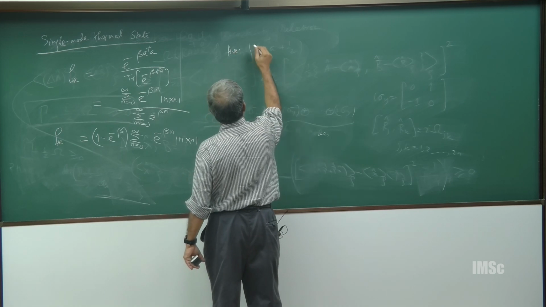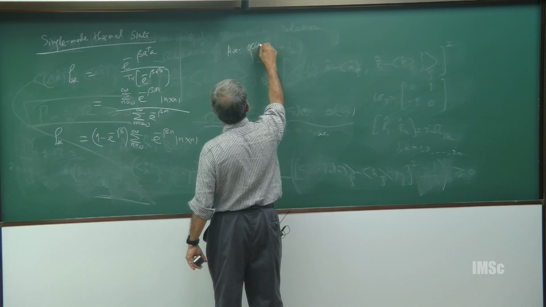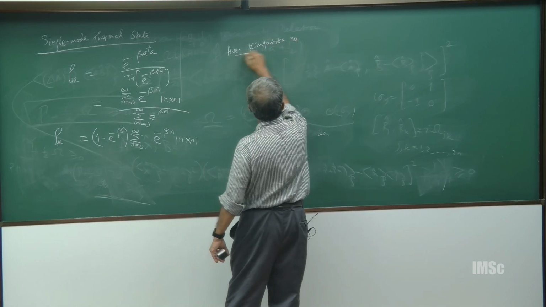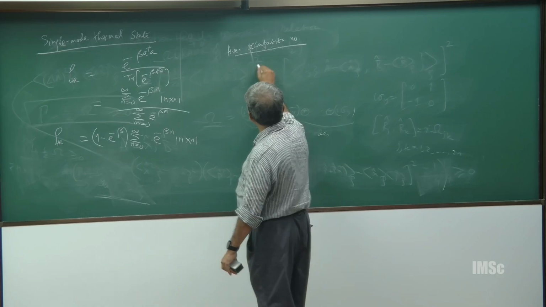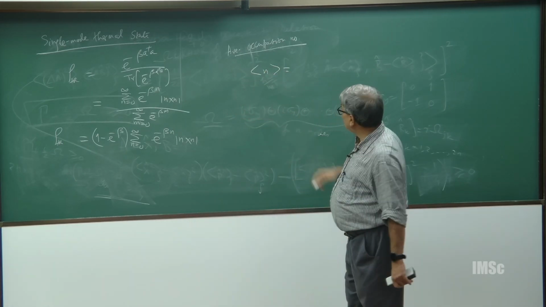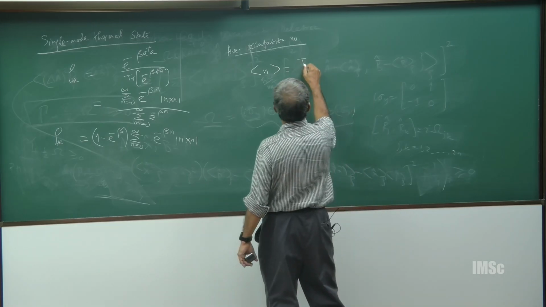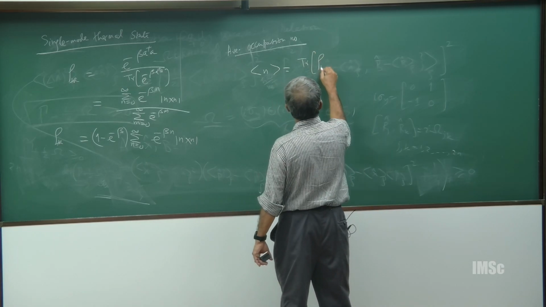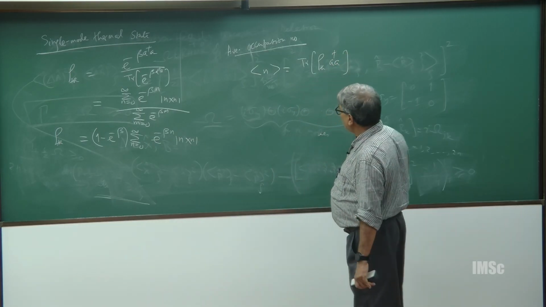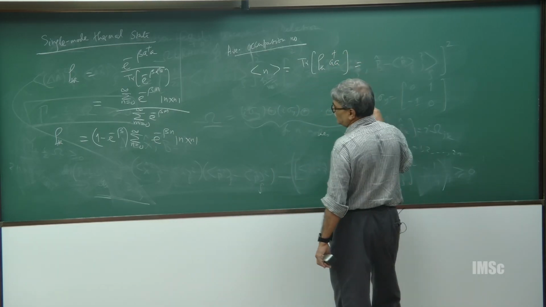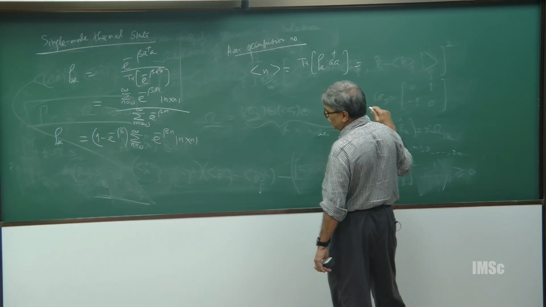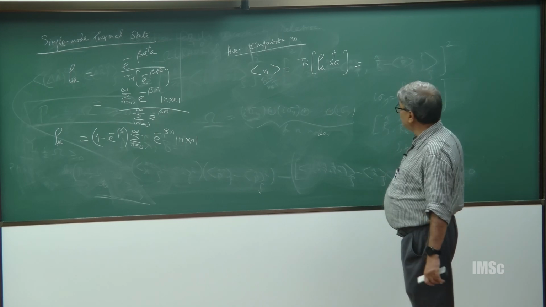The average occupation number, or average photon number, I will use the notation n bar. It is basically the trace of rho thermal with a dagger a, and therefore what will this be?